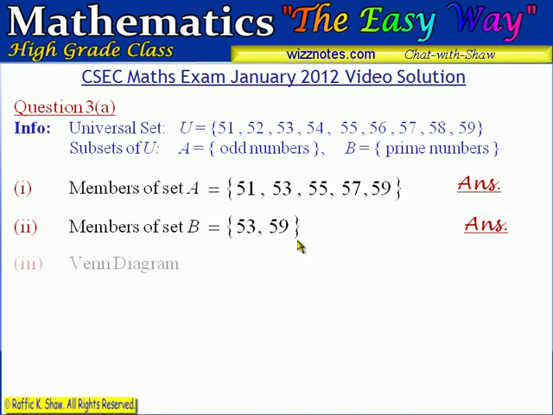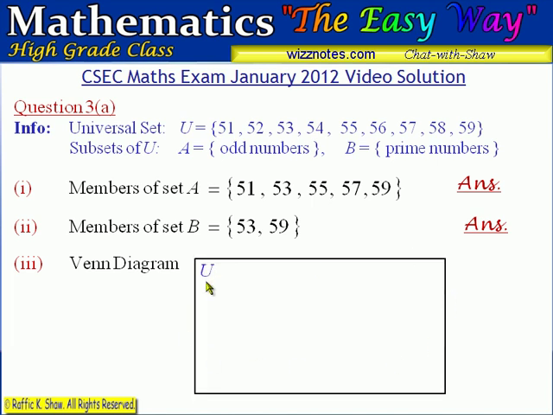Now part 3 is asking us to draw a Venn diagram to represent all this information. Now we must observe that the relationship between set B and set A is that set B really is a subset of set A, because 53 and 59 are also members of set A. So the whole of set B will be within set A. So when we draw our subset B and A, we have to place the whole of set B inside of set A. Let's go ahead and show that.